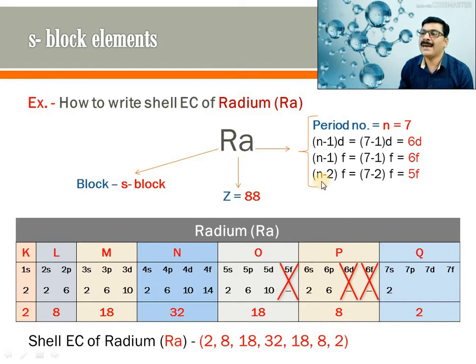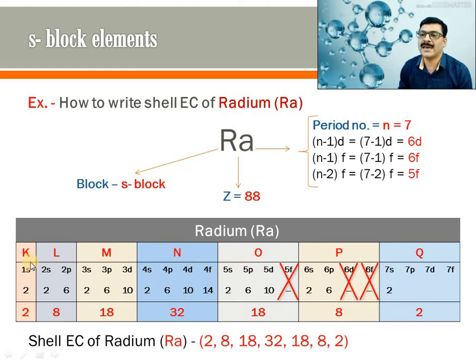Then n-2 f, 7 minus 2 f means 5f, and 5f is present in the O cell. So here also you have to ignore the 5f, and then you have to fill up the electrons on the basis of orbitals. Then the capacity of the K cell, L cell, M cell and so on will be obtained.